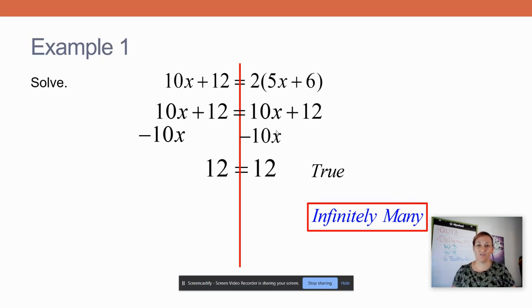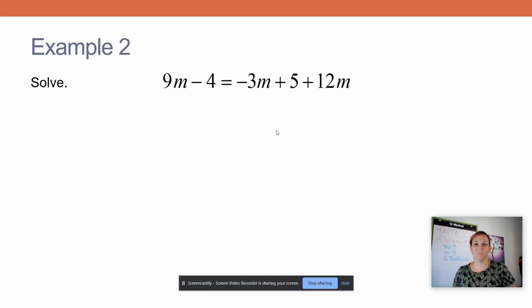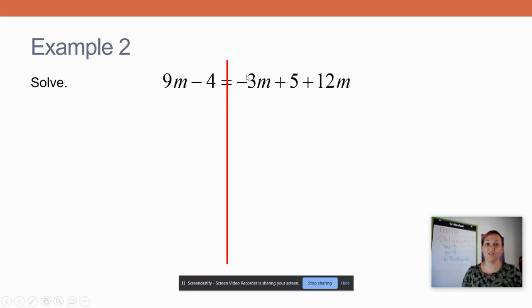Let's take a look at another one of these. Again, just like we've been doing, I'm going to write that red line right down the center. Now, I'm going to go through my 5 steps. There are no parentheses in this problem, so I will not be distributing. But I do have 3 terms on the right-hand side, so at least 2 of them are like terms. So I am going to combine together my negative 3m and my 12m, and I'm combining them exactly the way that they look. So negative 3 plus 12 is 9.